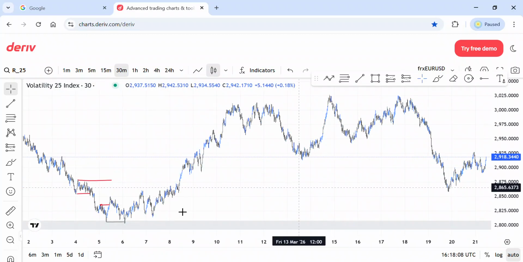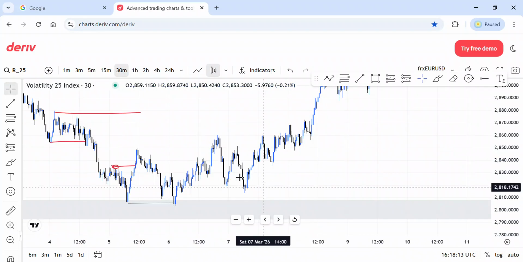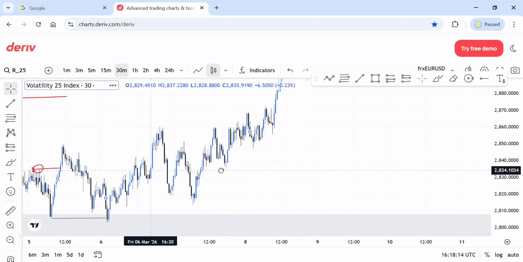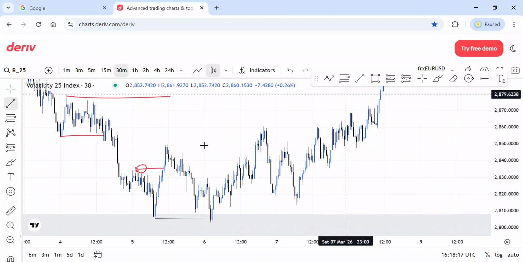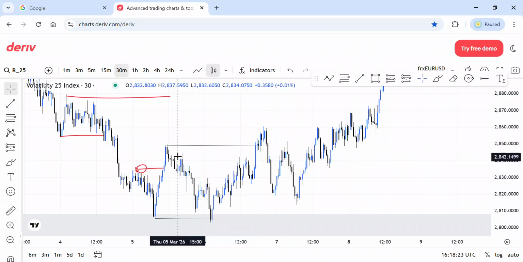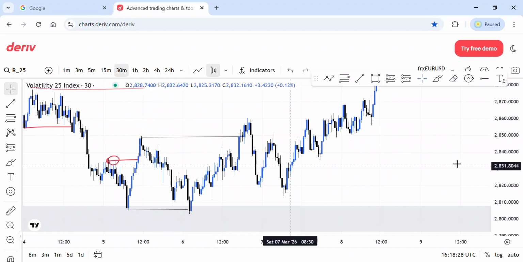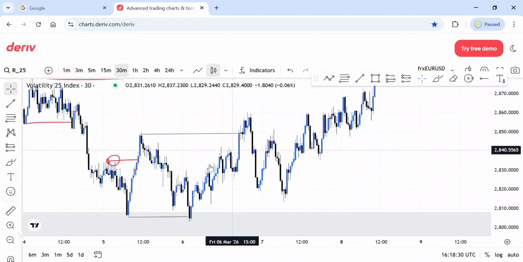Let me go back to that side. So after that, what happened? You can see we have a protected high here. So this is a protected high. What happened? Market just disrespected this protected high. So the protected high was disrespected. Okay. So now, how are you going to enter the market?